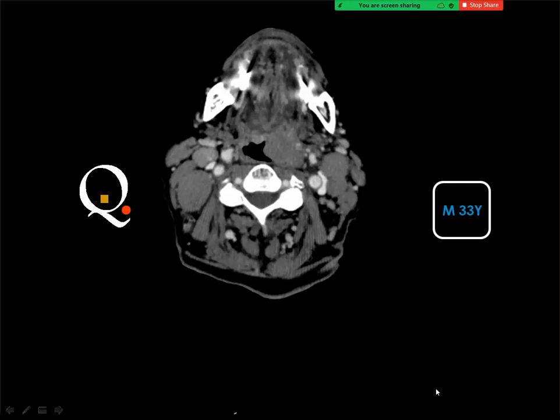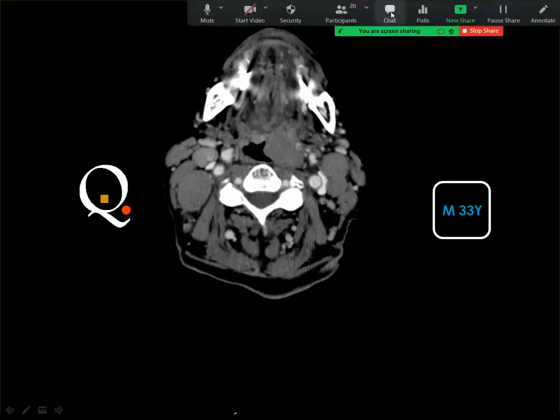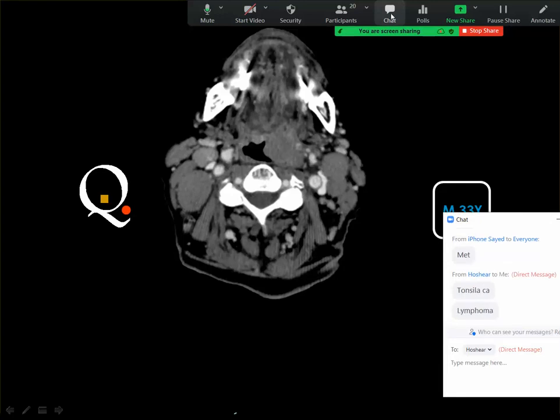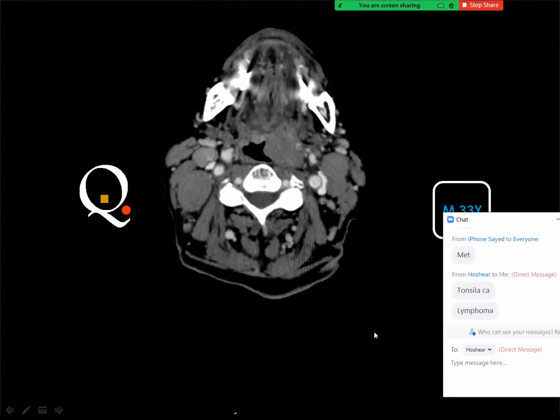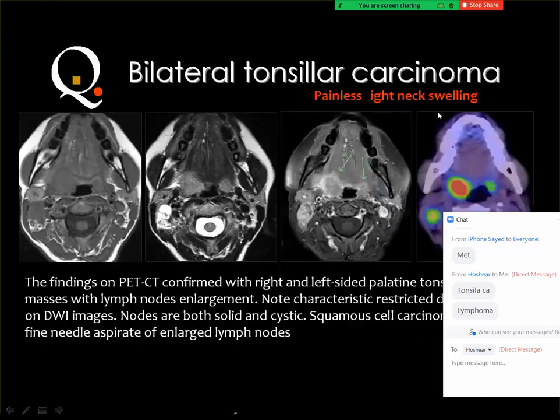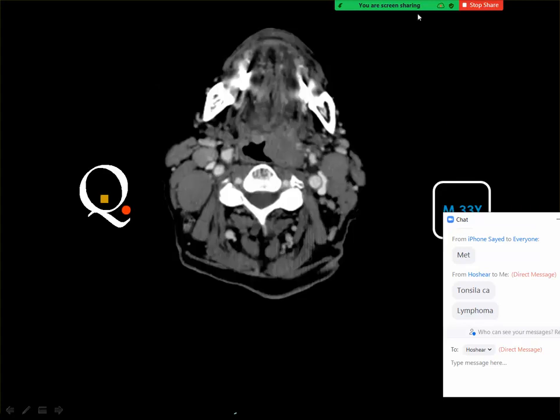And this patient had, I think, difficulty in swallowing, and the CT of the neck showed this configuration, and I think that the diagnosis is easy now. Someone said that this is lymphoma, maybe, and okay.